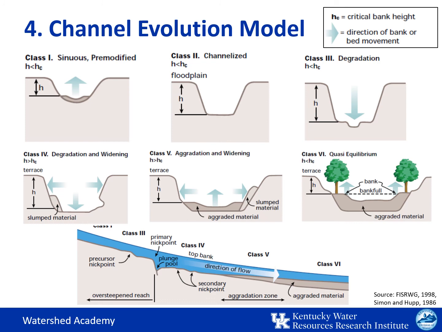So conceptually, a stream will move through a series of stages until the stream reaches a new equilibrium. So knowing where a stream is in this process will help determine the BMPs.